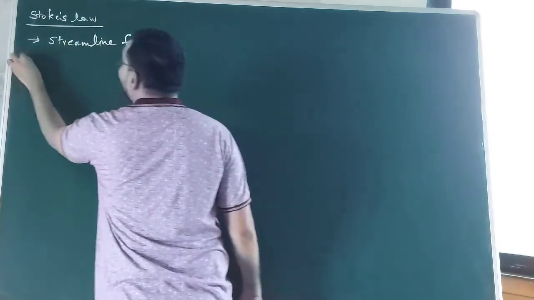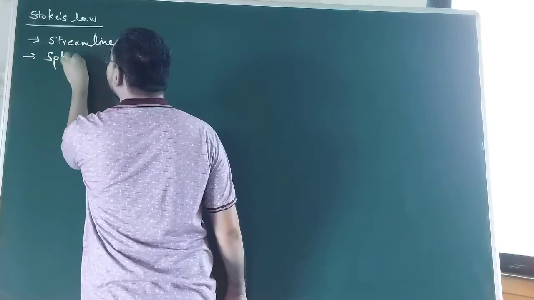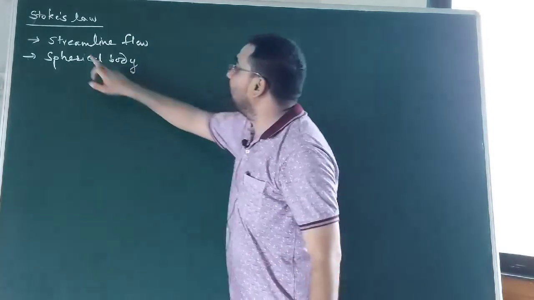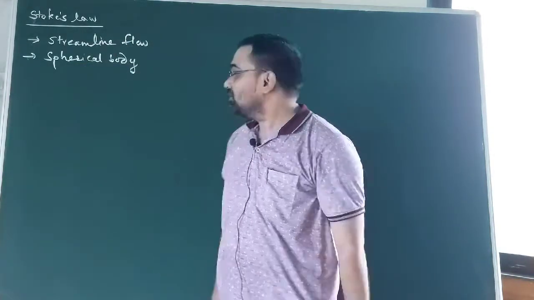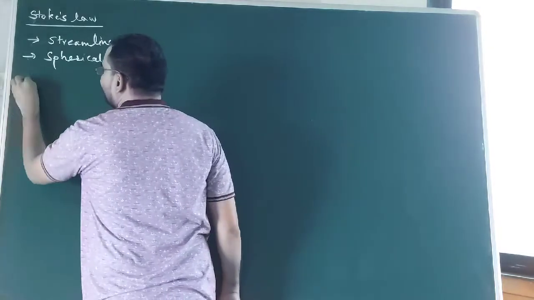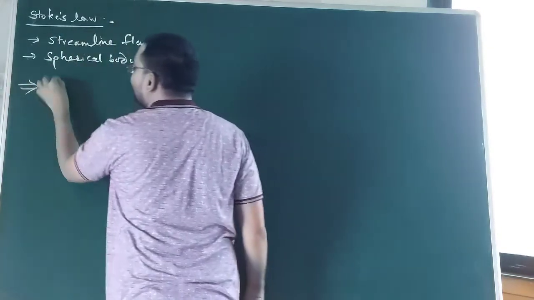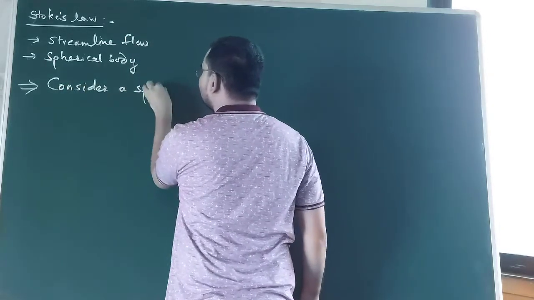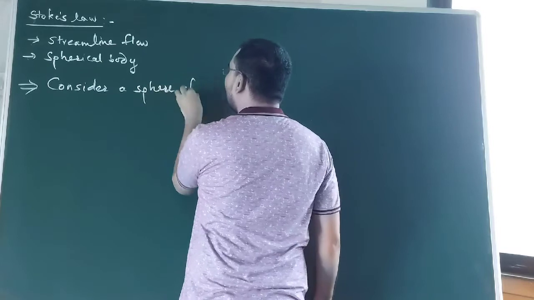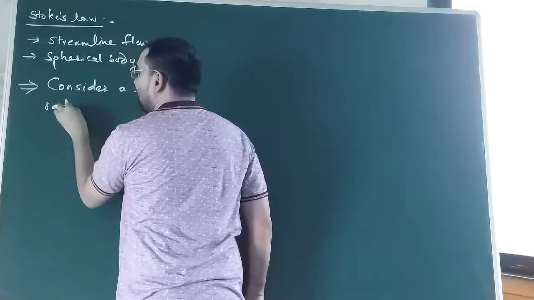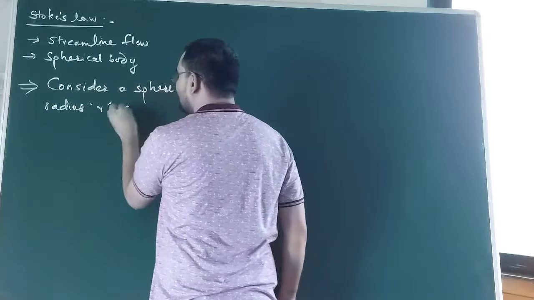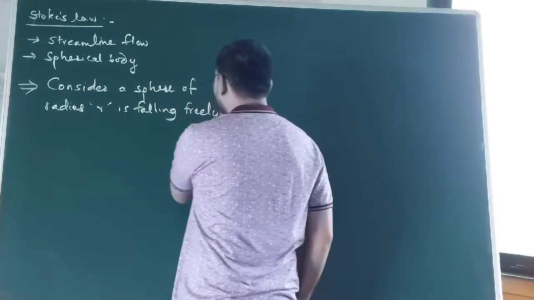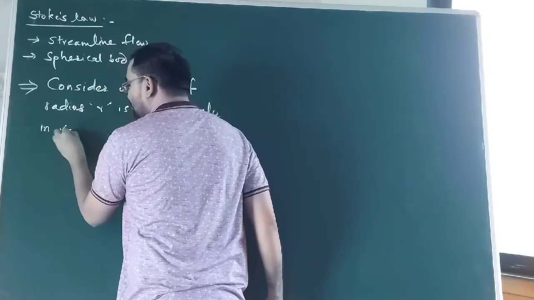Then again it is valid only for a spherical body falling freely in a viscous and streamline flow. So again, when we go with the article complete, we will say that consider a spherical body, a sphere of say radius r, falling freely in a viscous fluid.